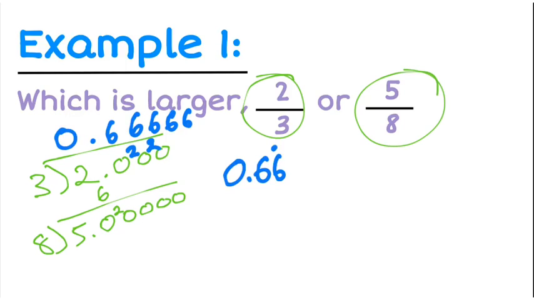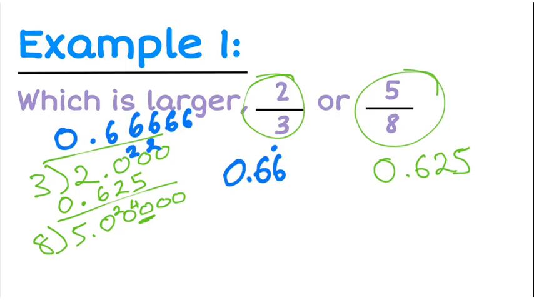Now, how many times does 8 go into 20? So 8 goes into 20 twice, and 2 times 8 is 16, so that would give us a remainder of 4. Now, how many times does 8 go into 40? Well, 8 goes into 40 5 times, and no remainder. So I can put my answer down there, 0.625.